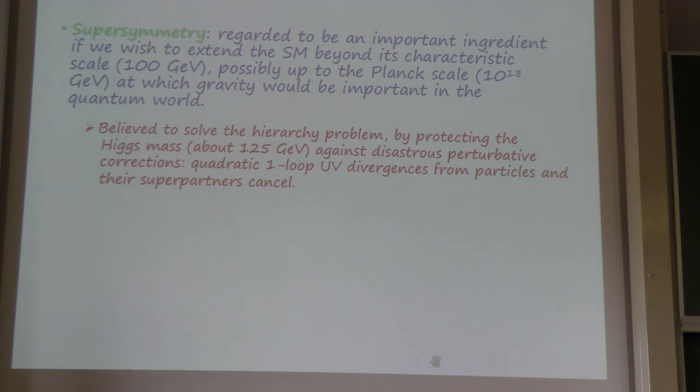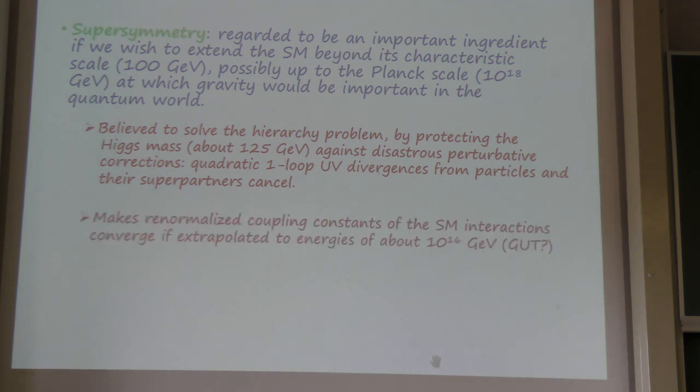Supersymmetry indeed protects the mass of the Higgs boson from dangerous quadratic ultraviolet divergences, one-loop divergences. As you all know, it also makes the renormalized coupling constants of the standard model, in the minimal supersymmetric extension of the standard model, converge if extrapolated through their renormalization group flow. Now, they converge at a very high energy, at an energy scale of about 10^16 GeV. It also provides a viable candidate for dark matter, a very light particle.